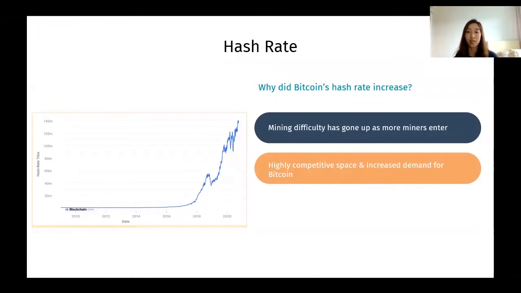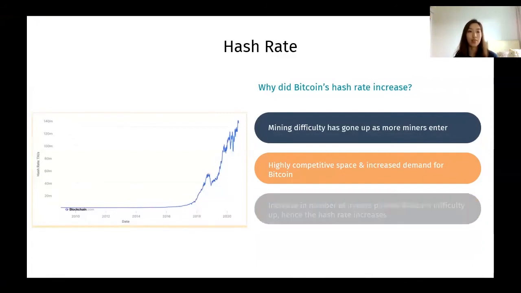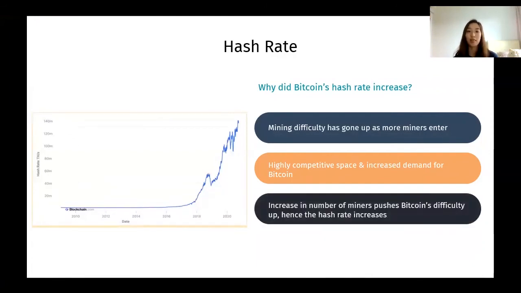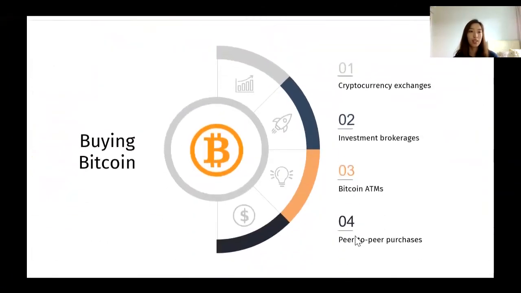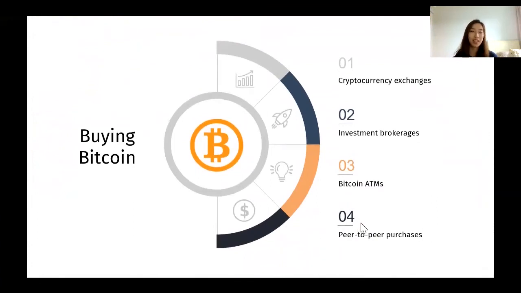So increase in demand for Bitcoin has pushed the price really high, attracting more operators who see mining as an opportunity to make significant returns. And any increase in the number of miners would then push Bitcoin's difficulty up, which then drives the hash rate up. So now you might be wondering, how can I get my hands on some Bitcoin? So there are a few ways to get Bitcoin: from cryptocurrency exchanges, investment brokerages, Bitcoin ATMs, and also peer-to-peer purchases.